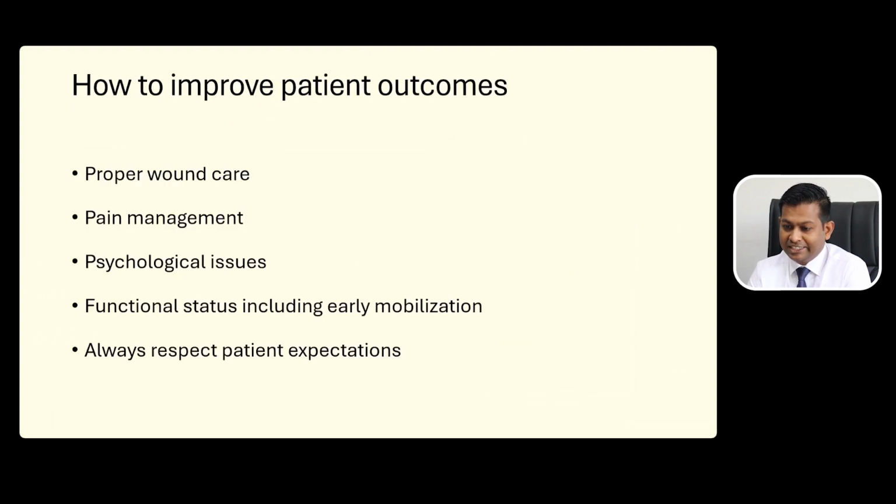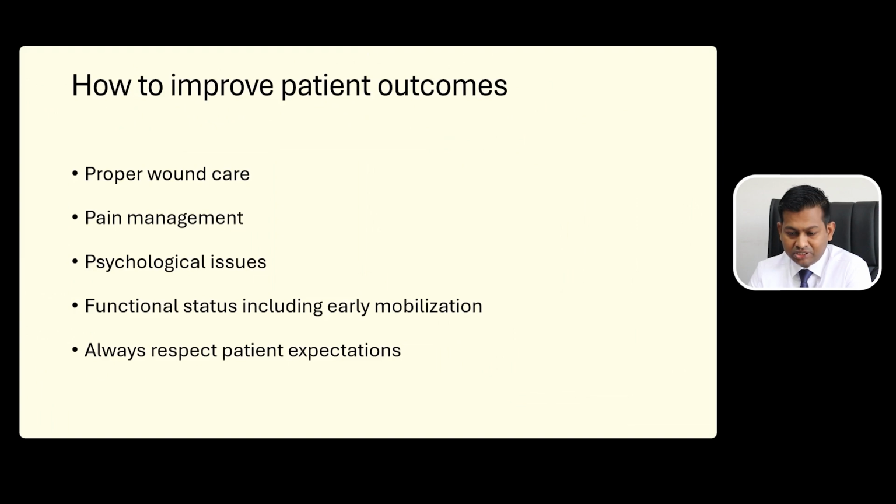So the last bit, how to improve patient outcomes. First of all, we need to provide proper wound care, and don't forget the other aspects. Pain management. These patients have all sorts of psychological issues. At least we can talk to them. We can't fix all the problems. We can't correct their social issues, but at least we can have a kind word. We can empathize with them. That will be a relieving thing for them.